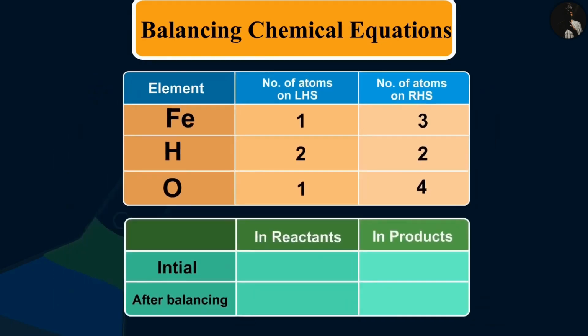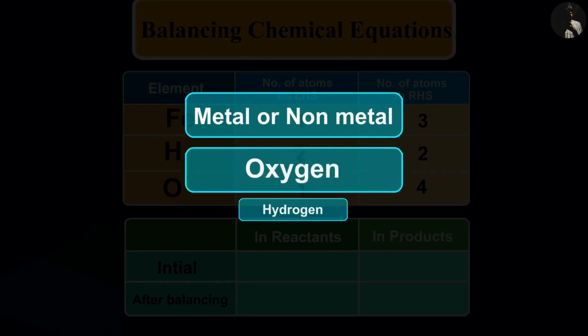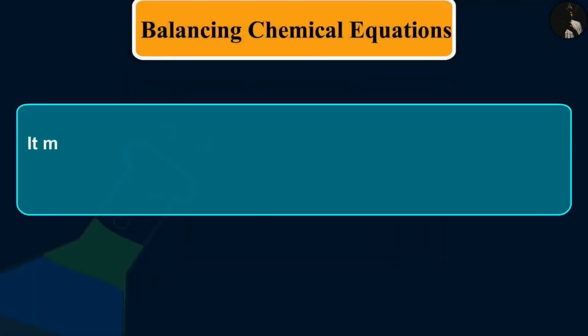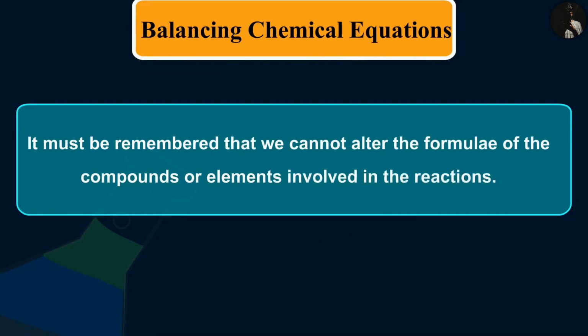It is often convenient to start balancing with the compound that contains the maximum number of atoms. Or, we can also balance the metal or non-metal first, then oxygen and hydrogen. It must be remembered that we cannot alter the formulae of the compounds or elements involved in the reactions.